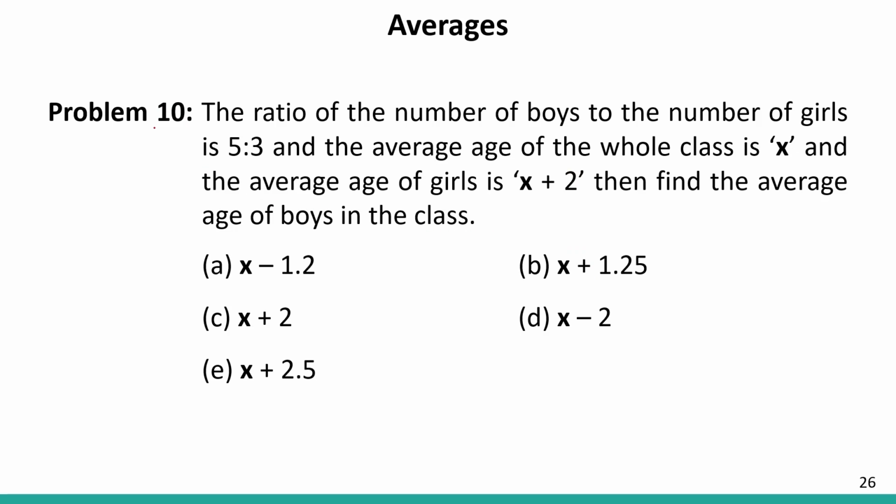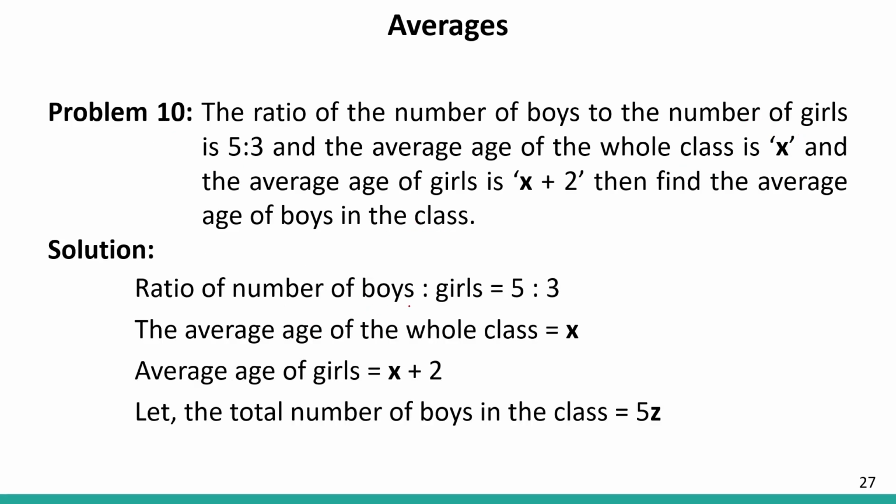So let's go forward with problem number 10. The ratio of the number of boys to the number of girls is 5:3. The average of the whole class is given as x, and the average of girls is x plus 2. Then find the average age of boys in the class. Okay. So let's go forward with the step-by-step solution.